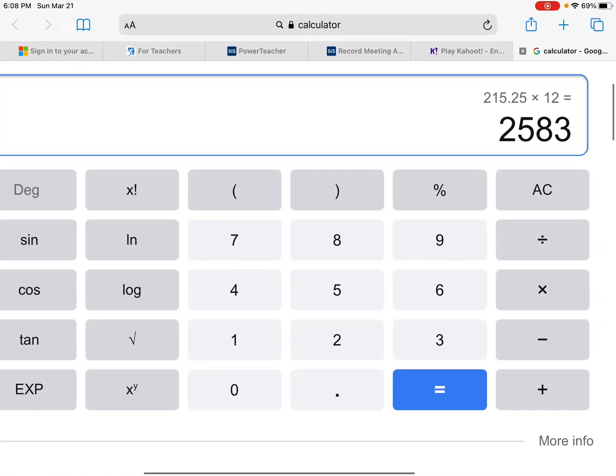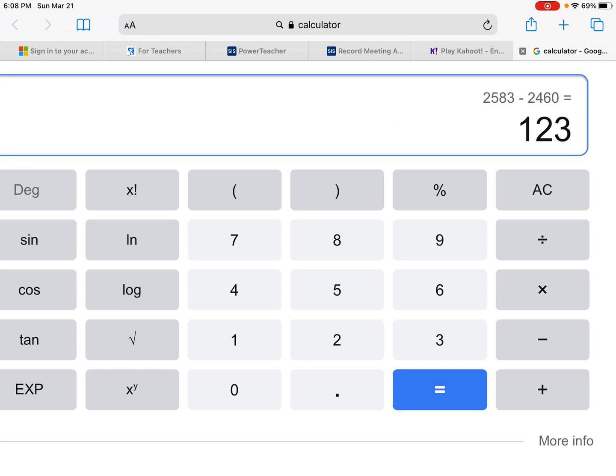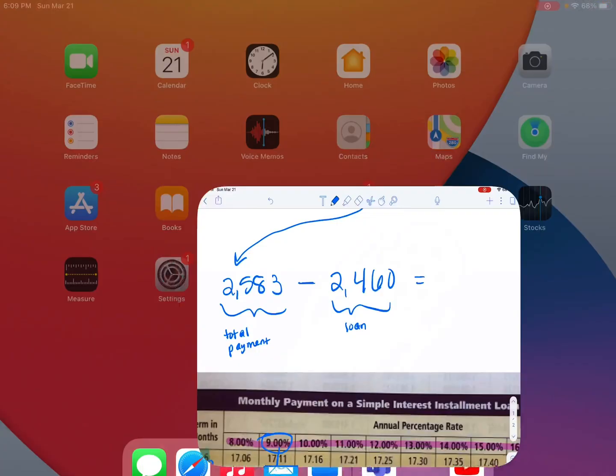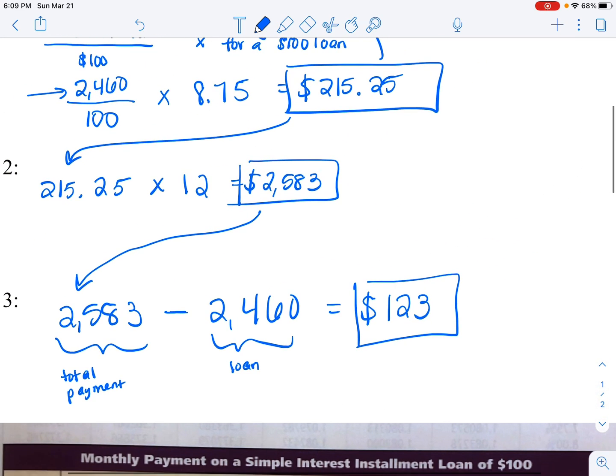So let's figure it out. We're going to take this number and we're going to subtract 2,460. And our final answer comes to 123. And that is how you find the interest on a simple interest installment loan.